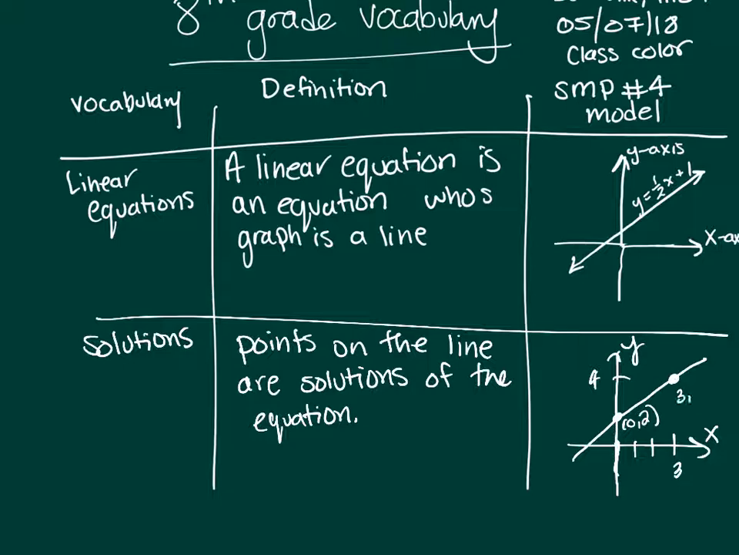3, 4. So when you're writing a point, you write the x value first, and then you write the y value second. So in this case, we have the x value is 3 and the y value is 4. So 0, 2 and 3, 4 are both solutions to this equation or to this line. And when we draw a line on a graph or on a coordinate plane, we always end it with arrows to represent a line.